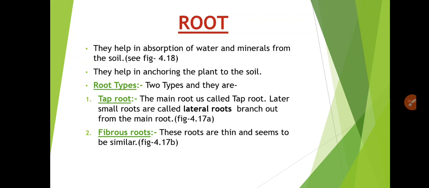So today we are discussing root and structure of flower, which are subtopics of the chapter Getting to Know Plants, chapter 7 of class 6. In the previous video I already explained in part 1 about the stem, herbs, shrubs, etc.